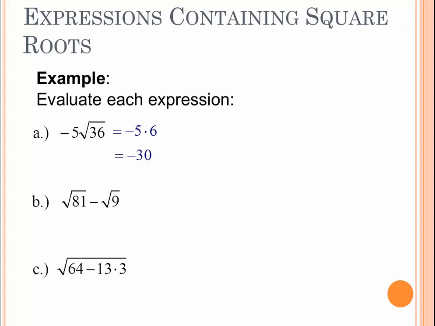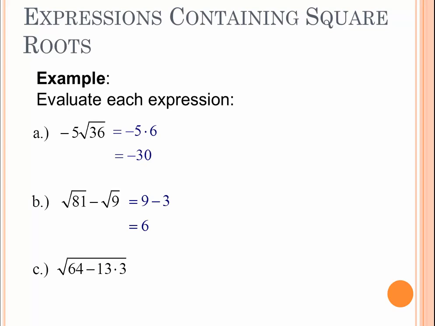The square root of 81 minus the square root of 9. The square root of 81 is 9, and the square root of 9 is 3. 9 minus 3 is 6. Notice that these two could not be combined under the same radical, so you couldn't rewrite that as the square root of 81 minus 9. That's simply not allowed.